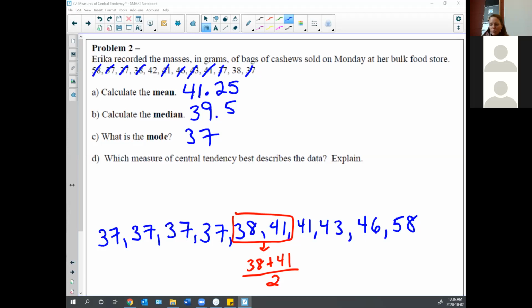If you want to play a little bit safe, you could maybe say, well, the median, the middle, the 39.5, it's kind of that in between the high and the low. But the 41.25 is actually quite high. Only 3 people bought more than 41 grams of cashews, right? So the mean is skewed way high because of that 58. So I would not pick the mean. So I would say the mode is fine. The median in this case maybe is a little bit safe too, but definitely not the mean. It's way too high because most people do not buy 41 grams of cashews. So I'll put here mode because it shows up the most. It seems to be fairly representative of normal human behavior here.